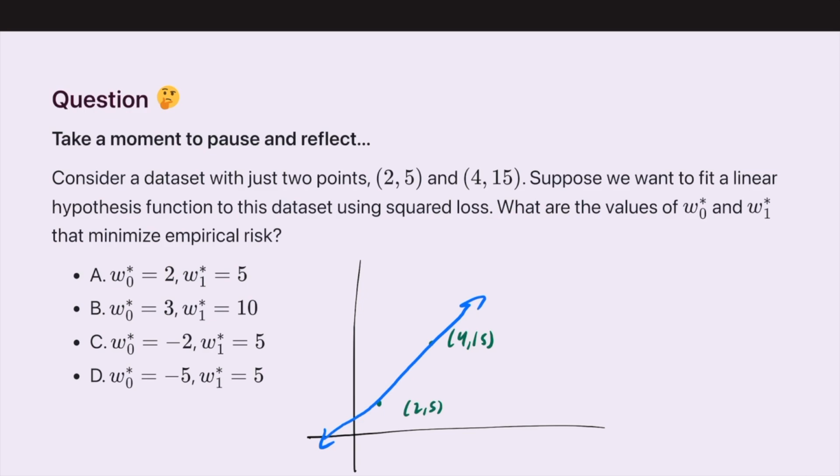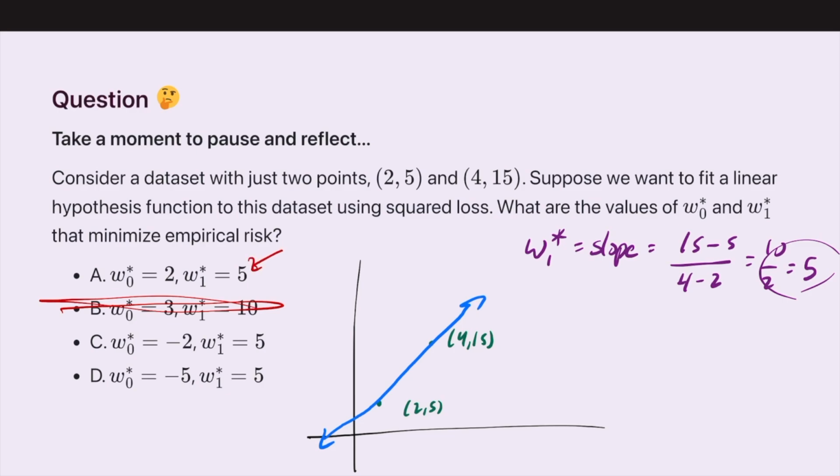So if we're going to go ahead and solve this, let's get the slope first. So that's y sub 1 star, which we know is our slope. That's just equal to these 2 lines. We have our 2 points, 2, 5, 4, and 15. So it would be 15 minus 5 over 4 minus 2, which gives us 10 over 2, which gives us 5. So this is what we're going to use for slope, and we know that this can't be 10 anymore, because we have 5 as our answer for W sub 1 star.